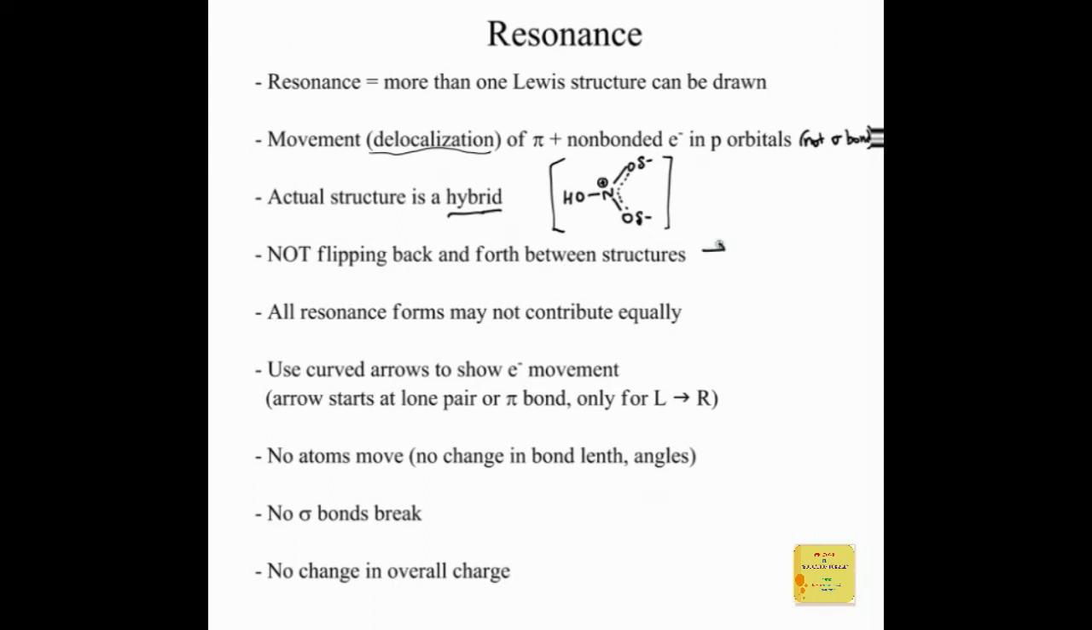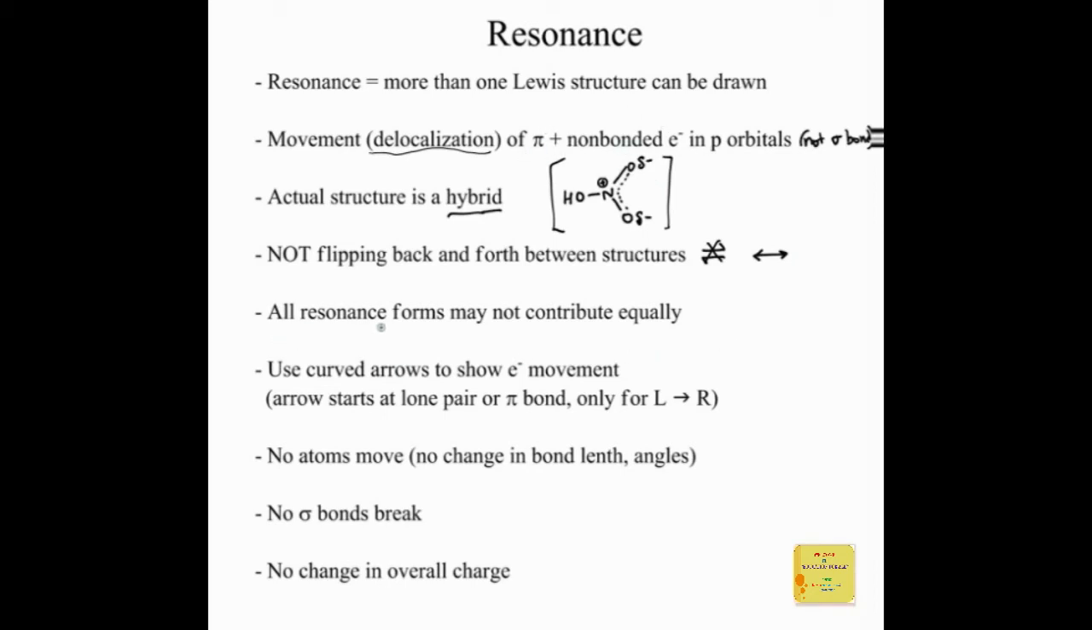Okay, so what we're saying is we're not flipping back and forth between structures. It is not an equilibrium between one Lewis structure and the other. Instead, it's called resonance, and we use this special arrow, which has a line with an arrow on each end, to indicate resonance, and it means that we have this special movement of just our pi electrons and our non-bonded electrons.